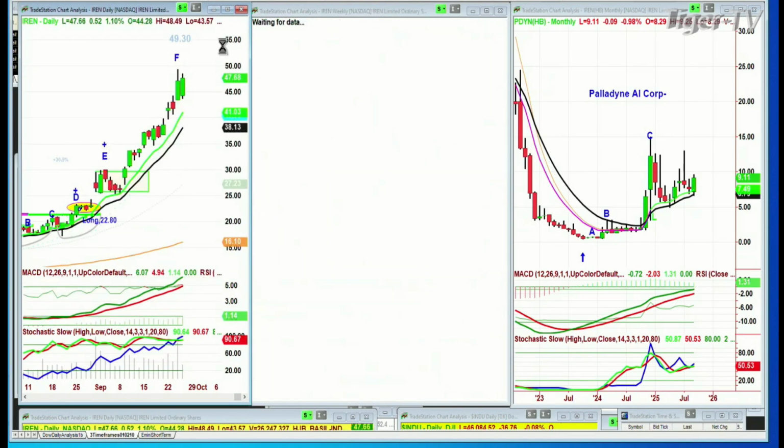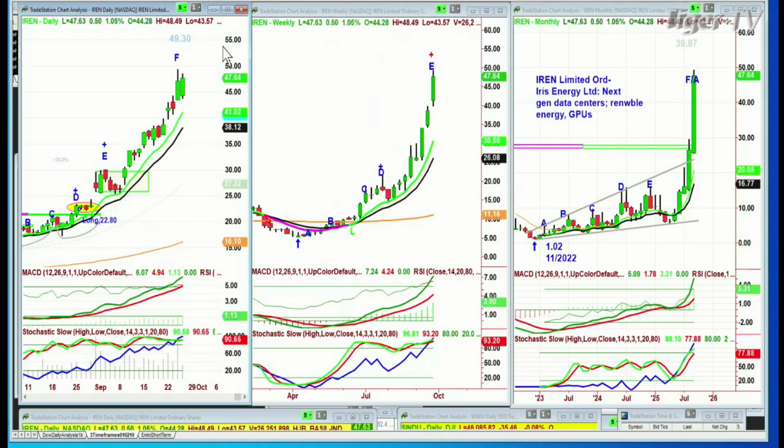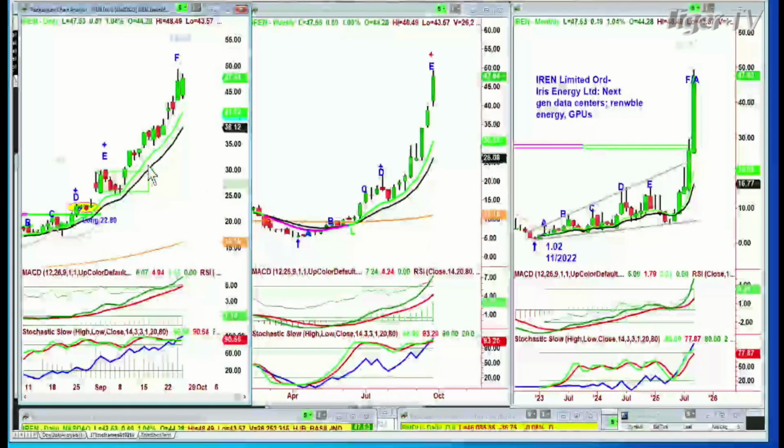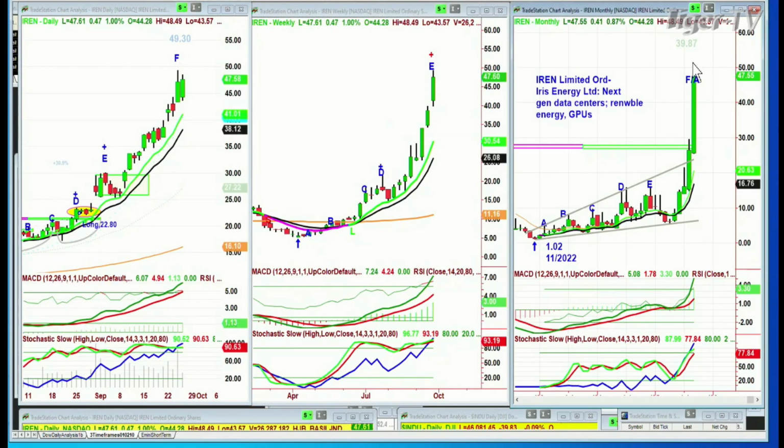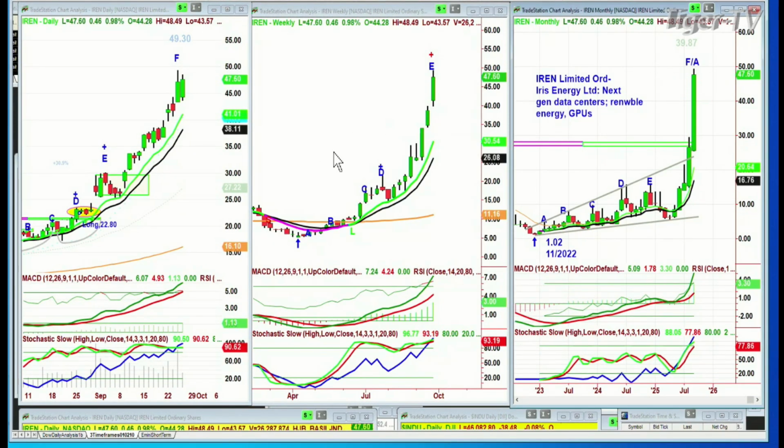So Iran is trading now at 47.63, up 50 cents. We took a profit a little bit more today, for 100%. But this is in an area of next generation data centers, renewable energy, GPUs, that's one thing. But as far as I've read and as far as I understand, this is one of the few in the area that actually makes money. That's the reason why I originally went for it, for the subscribers, at around the 22s.